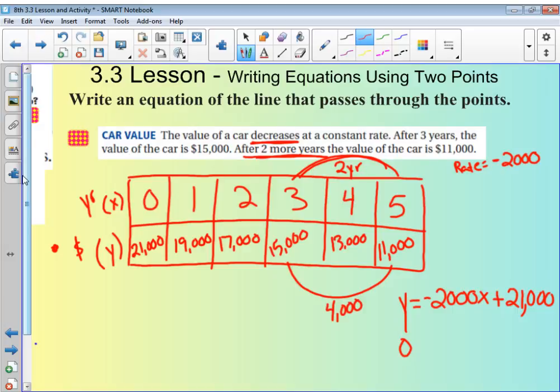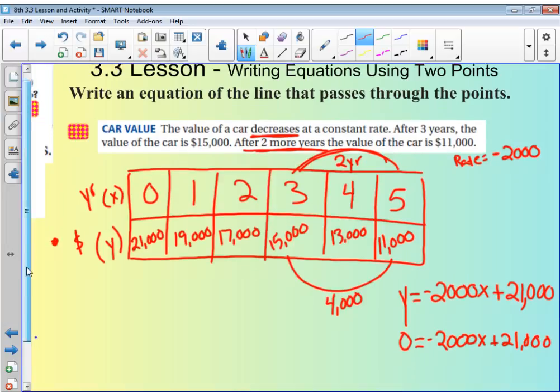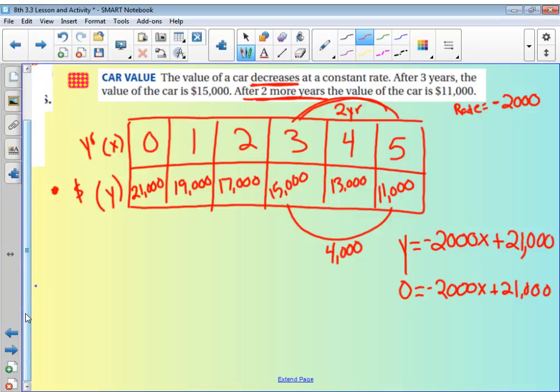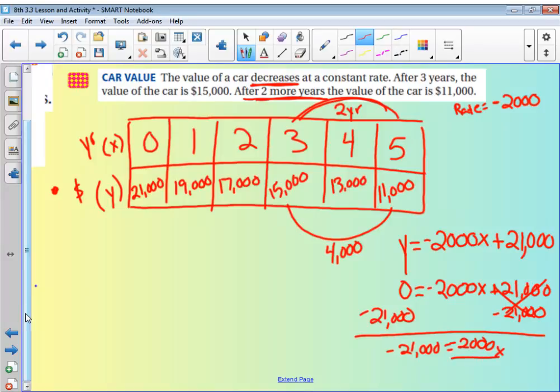So this is just doing another extension off of that. So if it's going to be worth $0, that's minus 2,000 X plus 21,000. Okay, we're going to work this backwards. We want to figure out at what year would it be worth $0 according to this equation. So minus 21,000, we want to work to get X by itself. So now we have negative 21,000 equals negative 2,000 X. So we'll divide by negative 2,000.